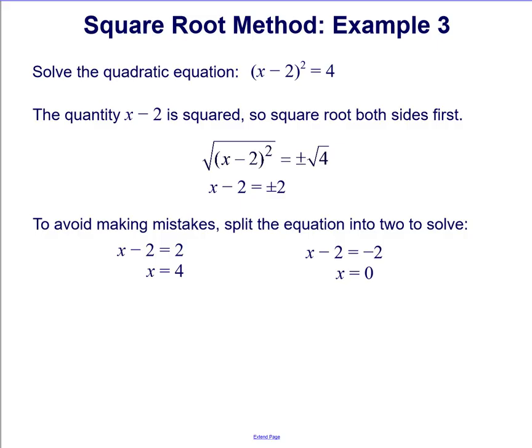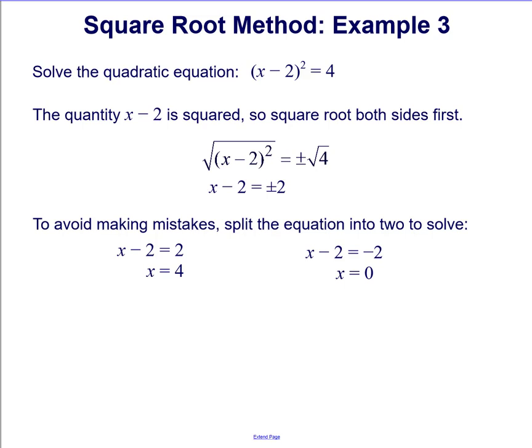Example number 3. So here we're going to solve this particular quadratic equation. x minus 2 quantity squared is equal to 4. So the quantity x minus 2 is squared. So find the square root of both sides first. I take the square root of x minus 2 squared and the square root of 4. And notice these cancel as they're inverse operations. So on the left side, I have x minus 2. And on the right side, I have plus or minus 2.